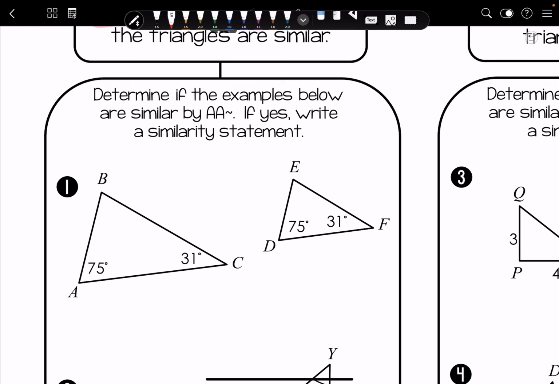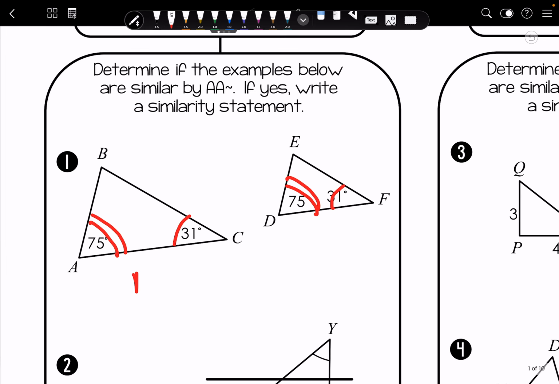All right, so we see, oh, this one's pretty easy, right? We've got 75 and 31. You've got two angles that are congruent. So then we can say that triangle ABC is similar to triangle 2, 1. All right, so that's it, and you've got it.